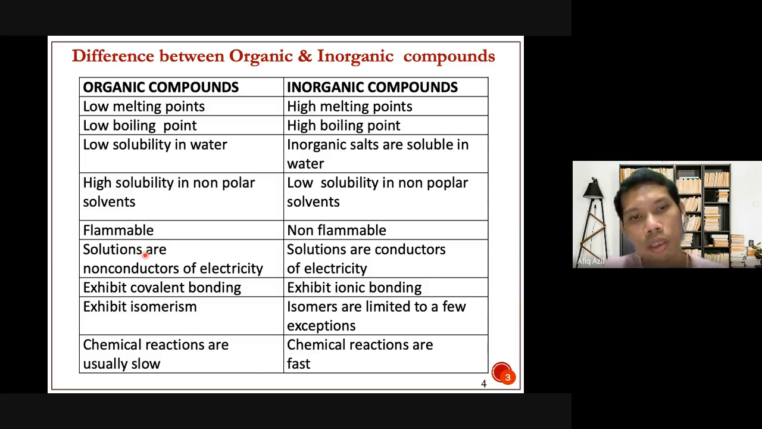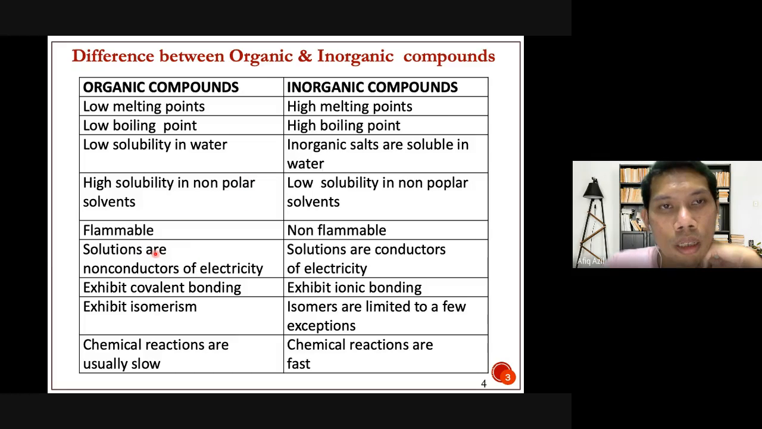And then the solutions are non-conductors of electricity, because when you mix an organic compound in water, it won't dissociate like an inorganic one. Let's say you have copper chloride, if you mix it in water, it will dissociate into copper 2 plus and chloride ions. Those ions help in terms of electrical conductivity. They also exhibit covalent bonding and isomerism, and their chemical reactions are usually slow.